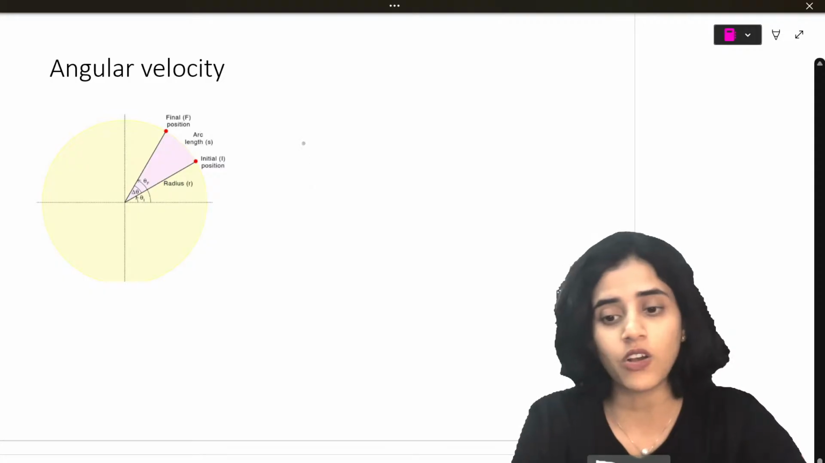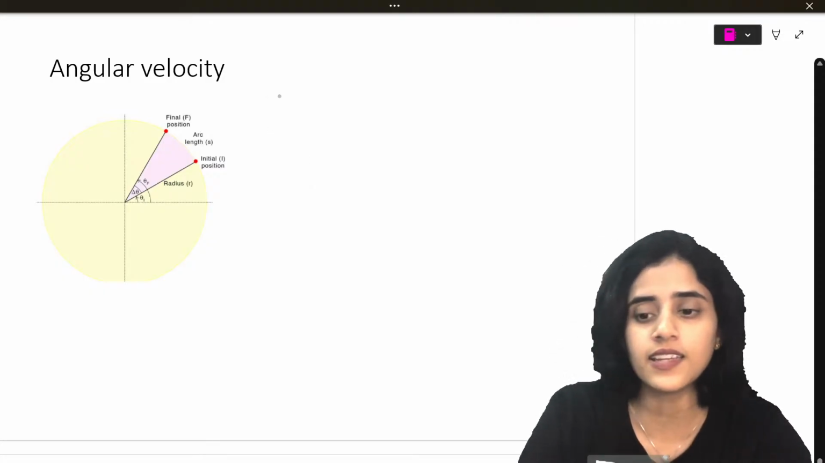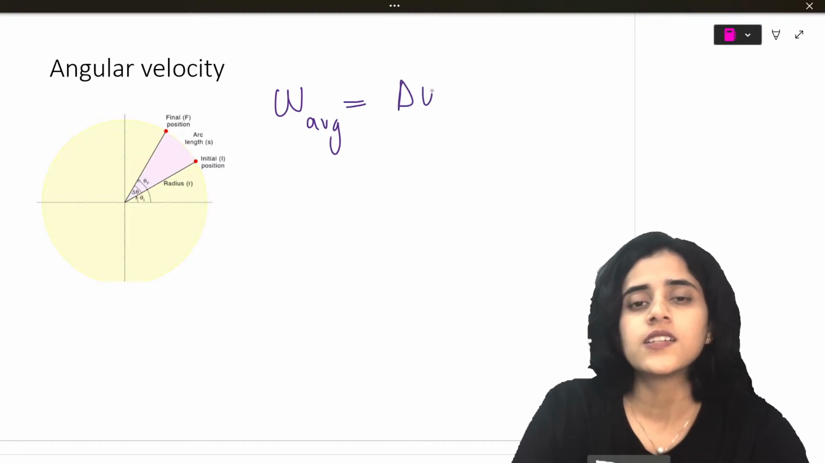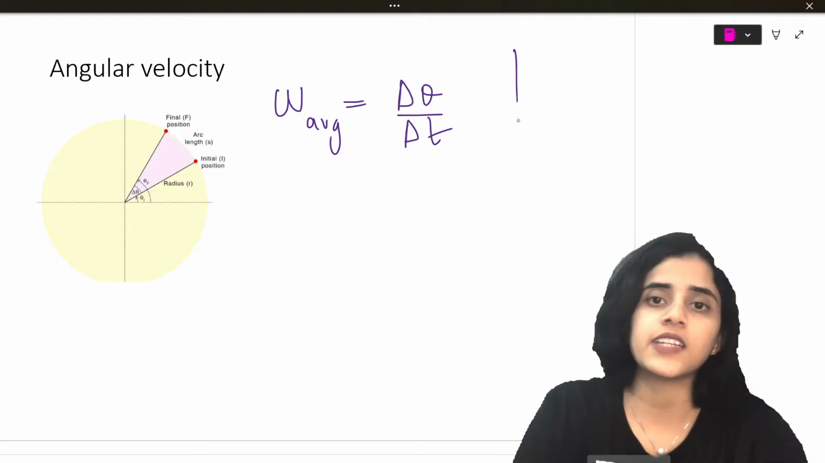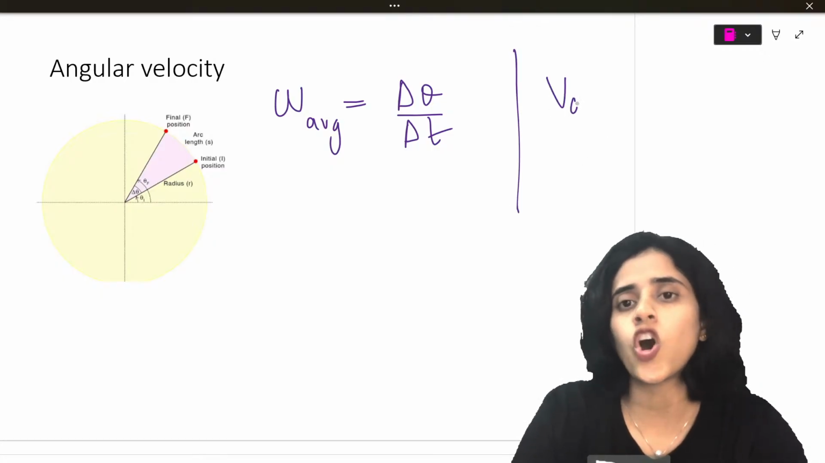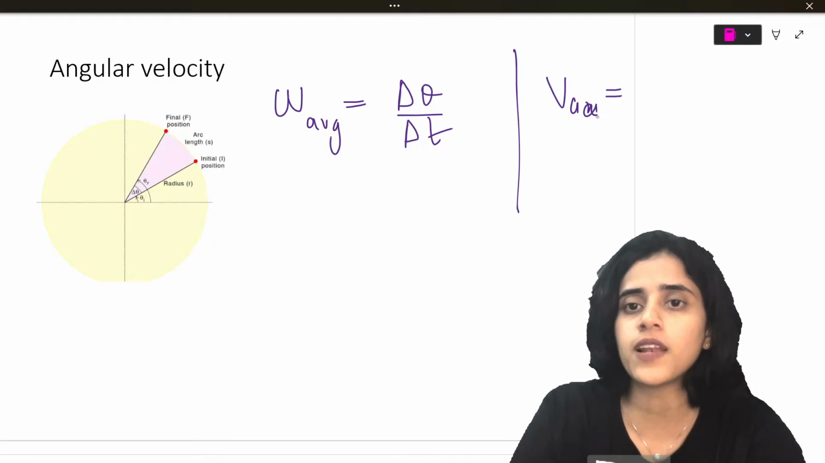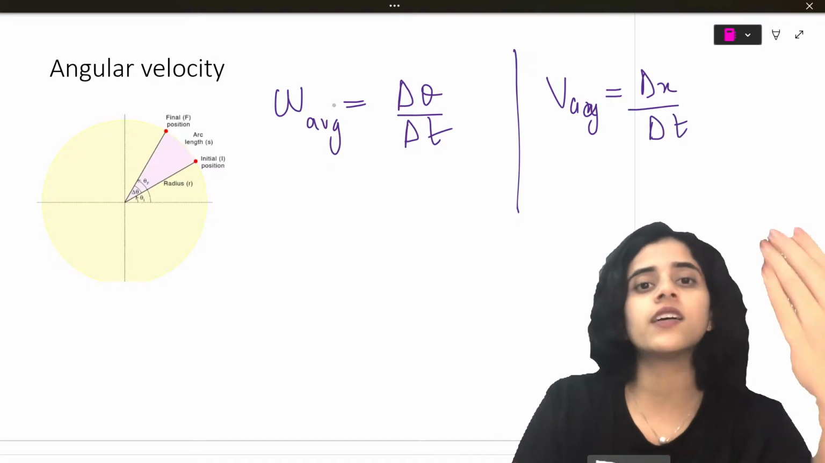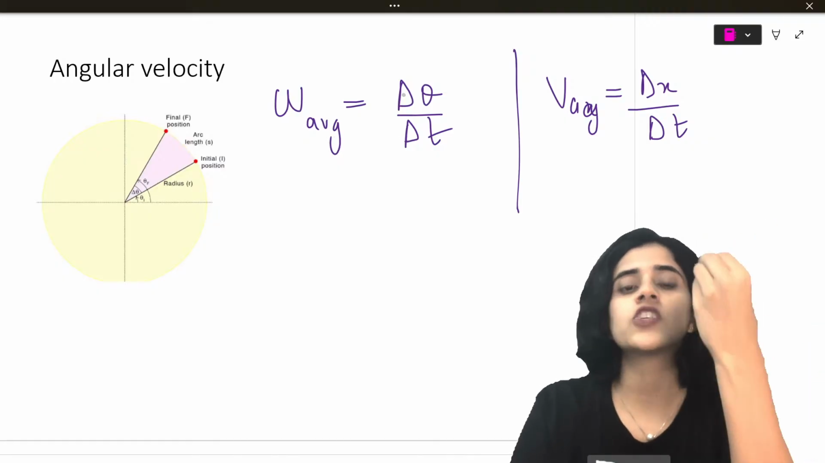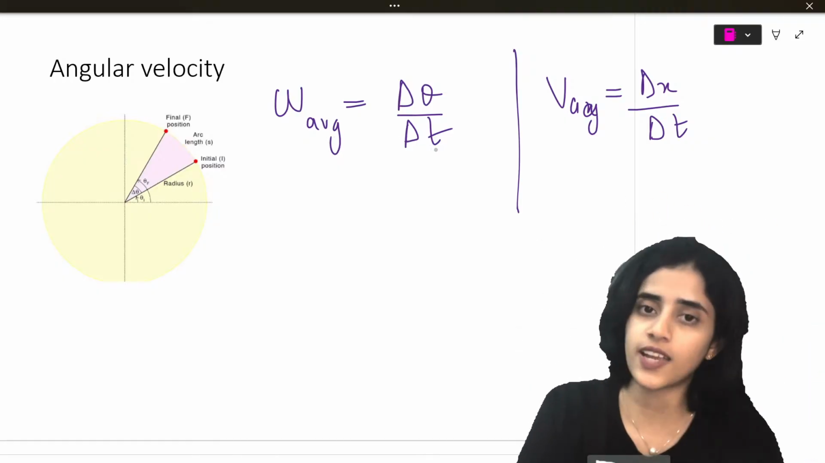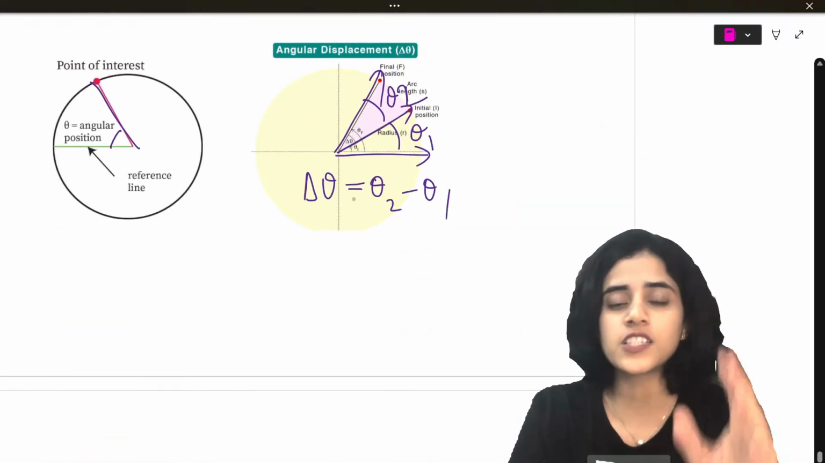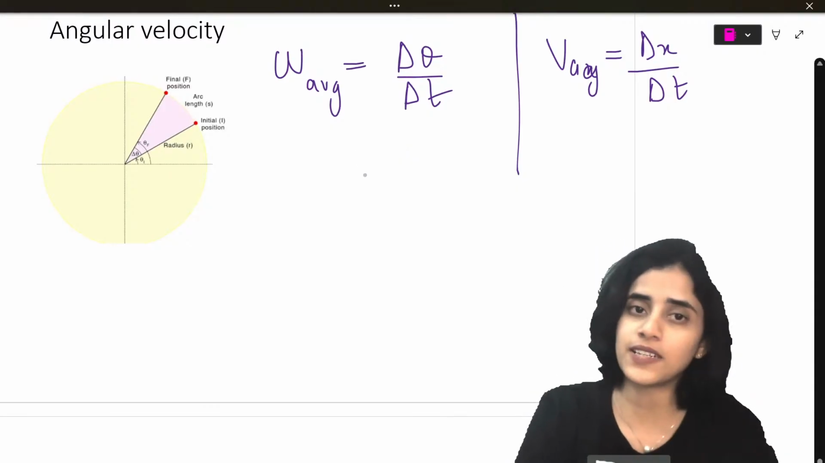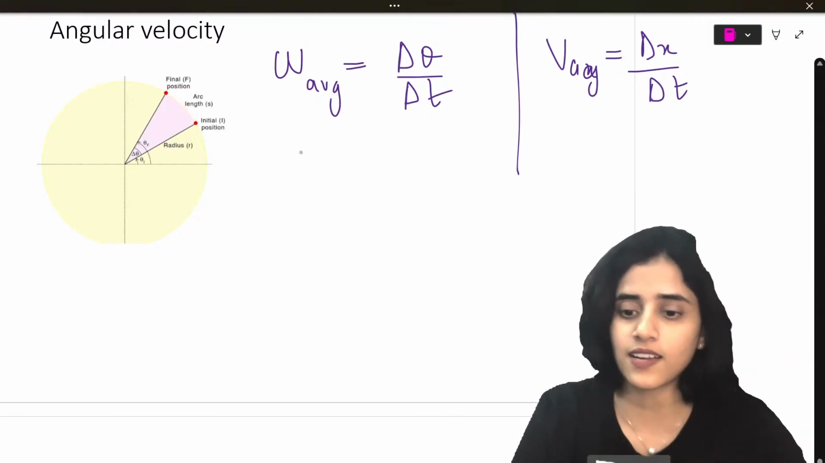Now what is angular velocity? Angular velocity is basically omega. Okay. So angular velocity is delta theta by delta t. How did I get that? See, normal velocity is what? Normal average velocity is change in displacement by change in time. So here, angular velocity is what? Change in angular displacement by change in time. We learned here angular displacement is delta theta. Okay. So angular velocity is delta theta by delta t, which is angular displacement by time.